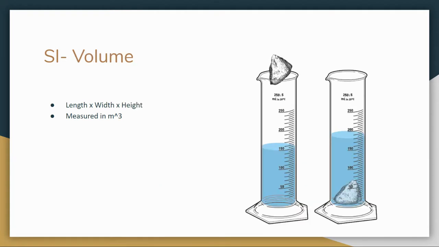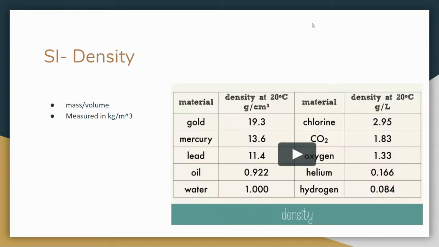Volume is length times width times height, and so the volume is always cubed, because you're multiplying three different units of measurement together. So density, we're going to work with density as we move through this course as well. Density is mass divided by volume, or D equals M over V. It's measured in kilograms per meter cubed.